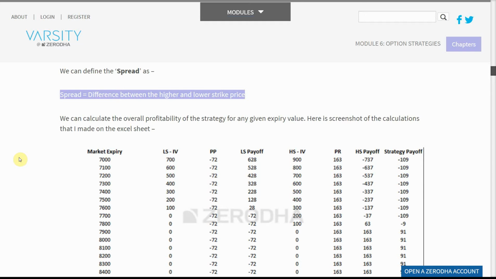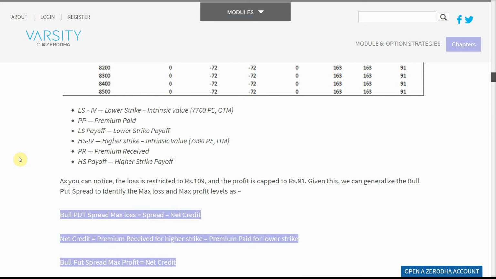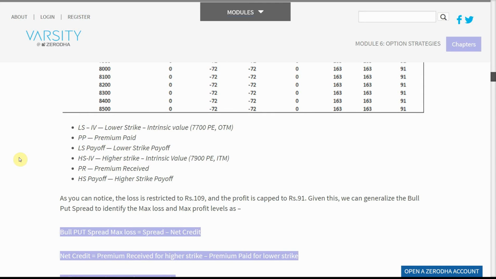We can calculate the overall profitability of the strategy for any given expiry value. Here is a screenshot of the calculations that I made on the Excel sheet. LSIV, lower strike intrinsic value, 7,700 PE. OTM, PP, premium paid. LS payoff, lower strike payoff. HSIV, higher strike intrinsic value, 7,900 PE. ITM, PR, premium received. HS payoff, higher strike payoff. As you can notice, the loss is restricted to 109 rupees, and the profit is capped at 91 rupees.